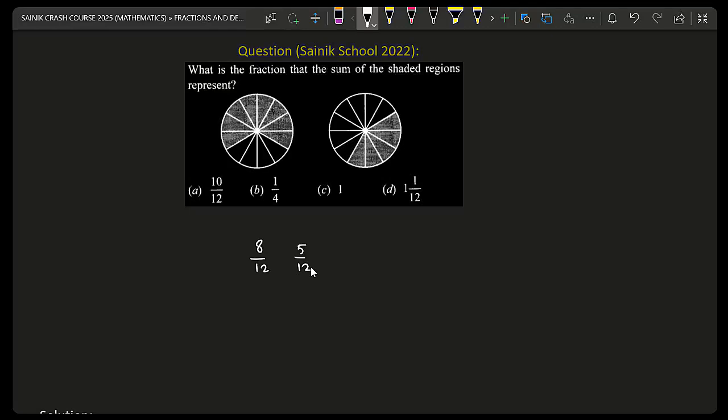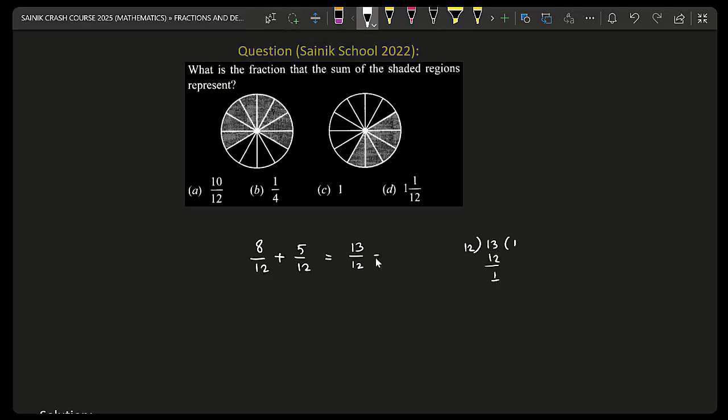They're asking the sum. Sum means what operation do we need to do? Sir, we have to do plus. Okay, add 8 and 5. Now, are they like fractions or unlike fractions? Like. Can we add directly? Yes, sir. What is 8 plus 5? 13. 13 by 12. Is there any option called 13 by 12? No, sir. But we can convert this improper to mixed, right? How can we convert improper to mixed? By division. You divide 13 by 12. 12 ones are 12, remainder is 1.